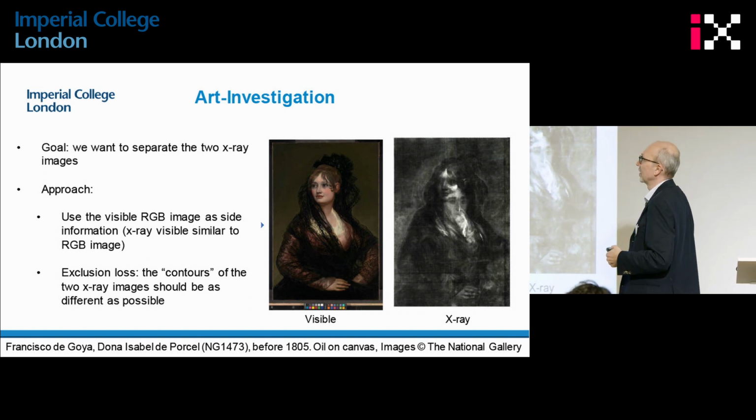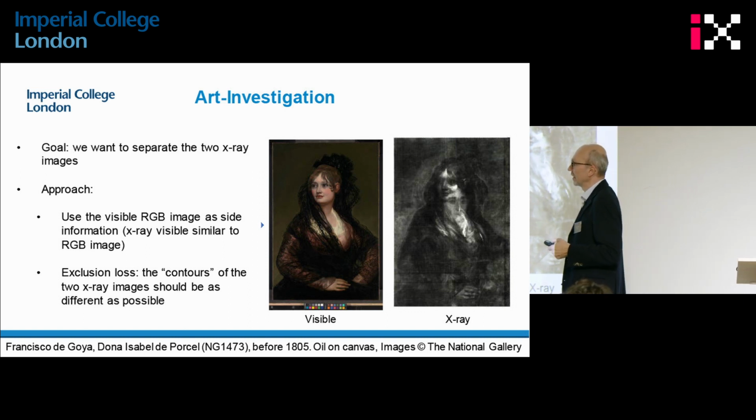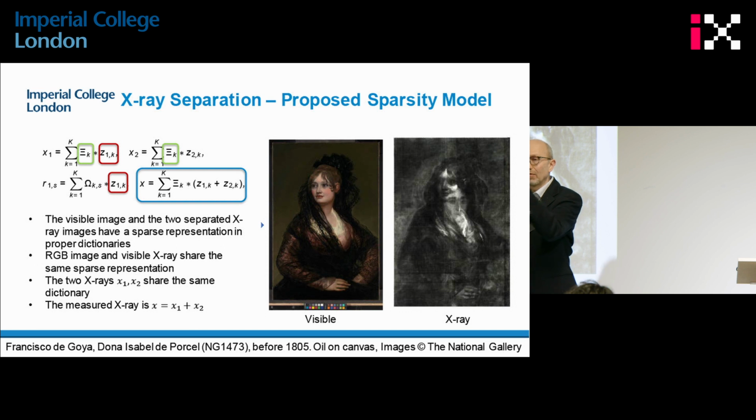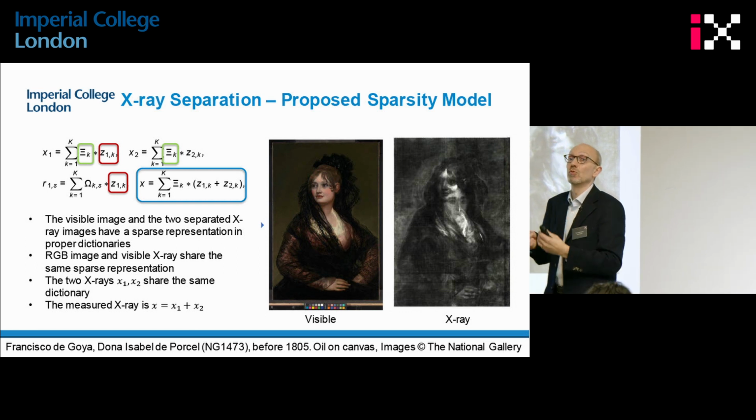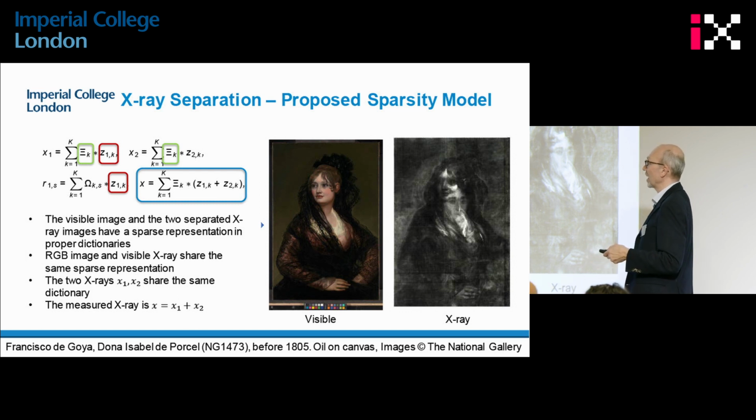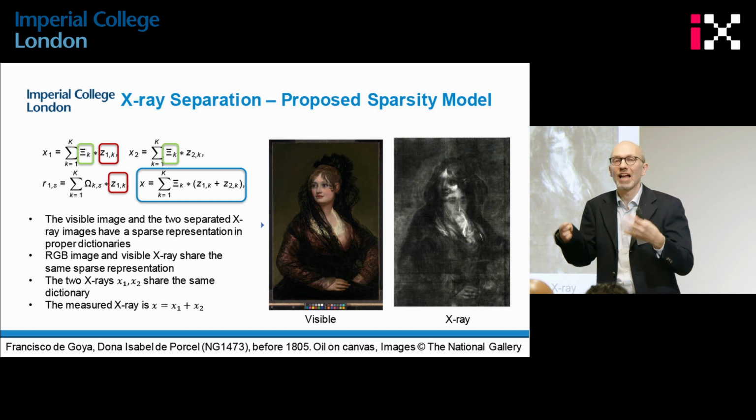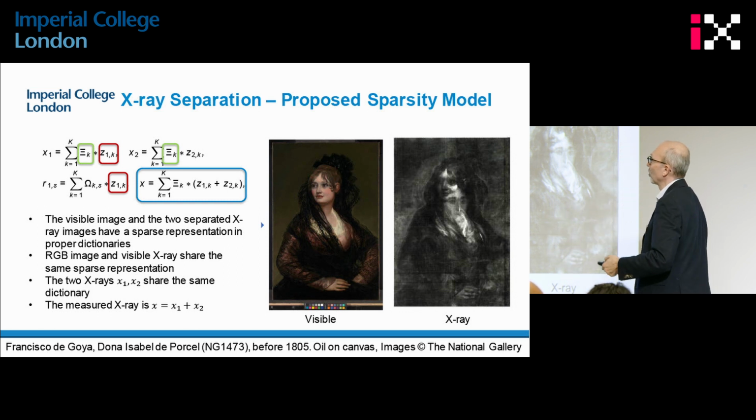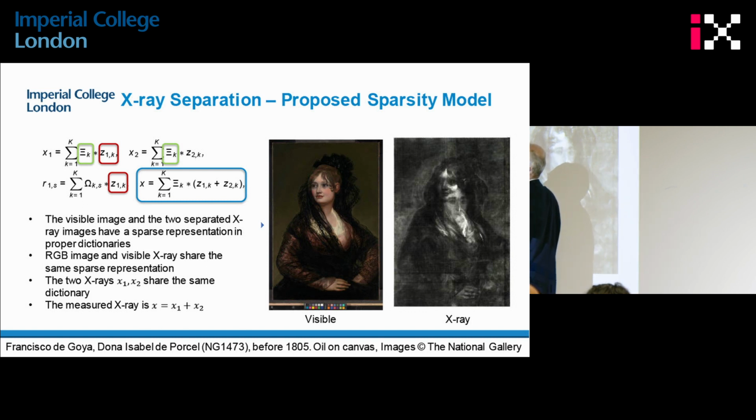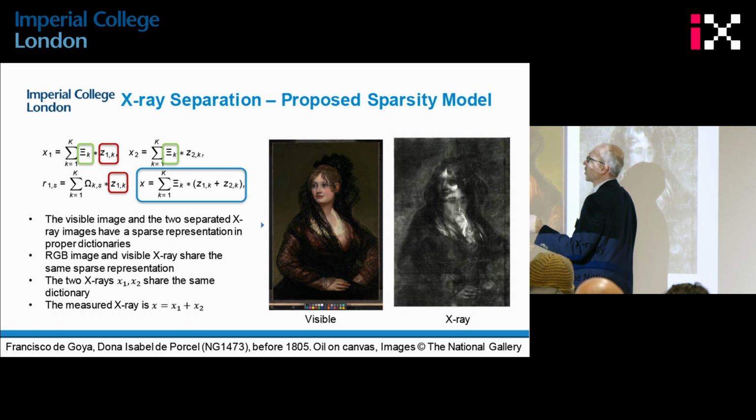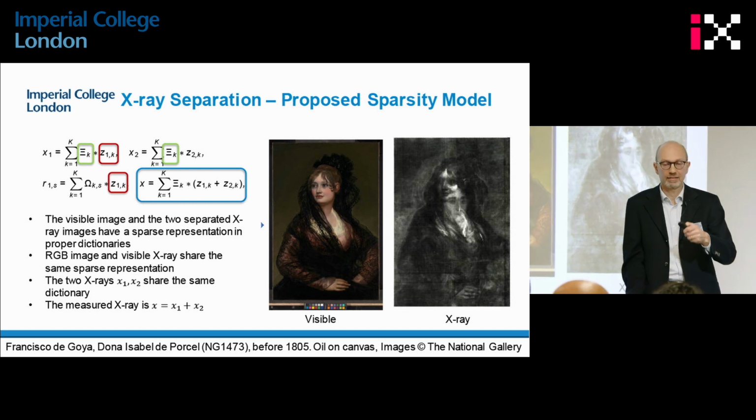We model this using the idea of sparsity. First of all, we assume that the visible image and all the X-ray images have a sparse representation. So we can find a dictionary so that everything is described with a small number of parameters. Then we say the visible image and the X-ray of the lady share the same sparse representation. To use a language that is now common, it is like saying they share the same latent space. Mathematically, it's described here. These are the two sparse vectors. This is the X-ray of Doña Isabel. This is the visible image. We expect that the sparse vectors are in common. So that's our model.